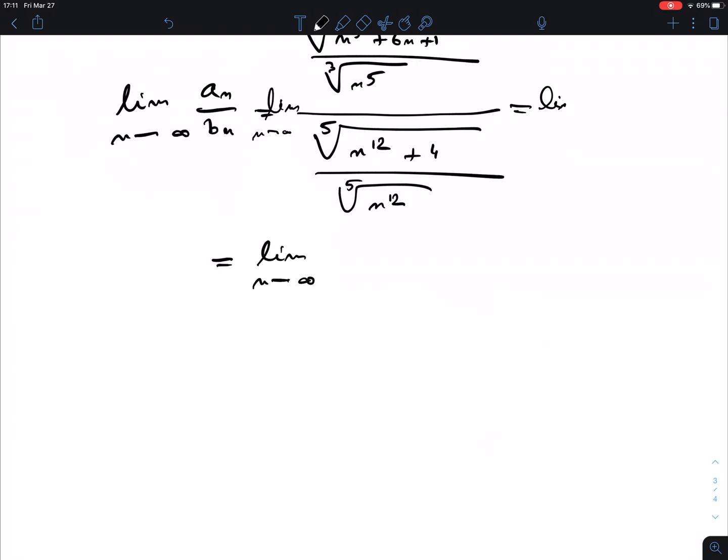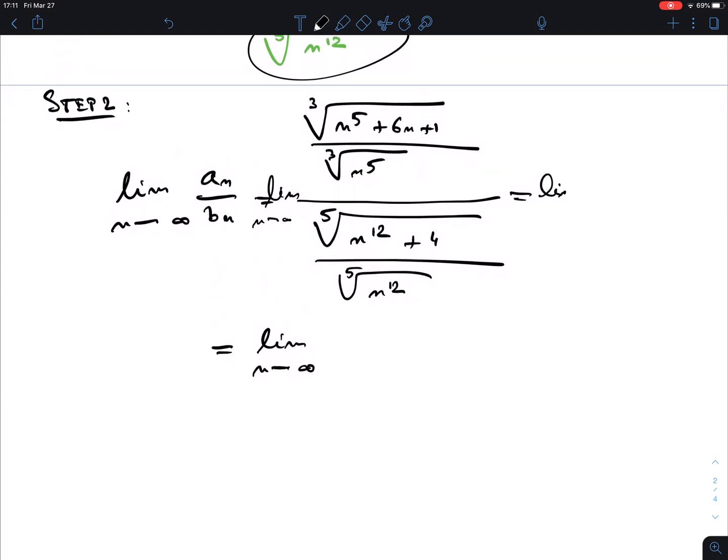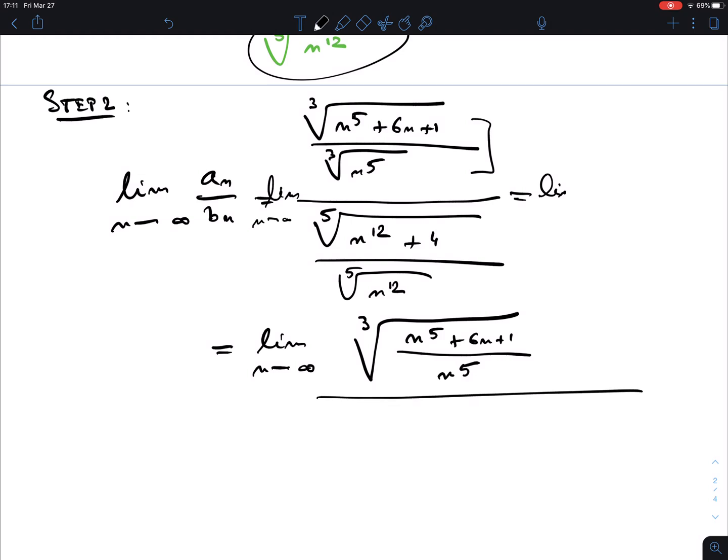Well, what we now use is the fact that you can distribute a radical, not over a sum. So I cannot distribute this radical here over all these sum elements. That is not valid. But what I can do is over a fraction. So I can write this whole thing as the cube root of this fraction, n to the fifth plus 6n plus 1 divided by n to the fifth. That's a valid algebraic operation. And I do the same in the bottom. Now we have a fifth root. So we have n12 plus 4 divided by n12.